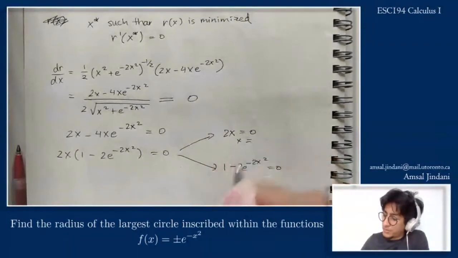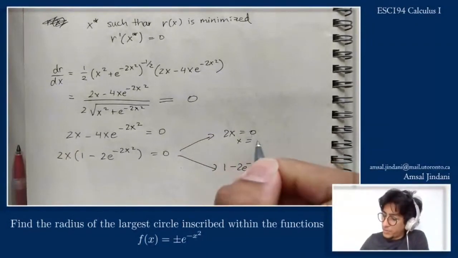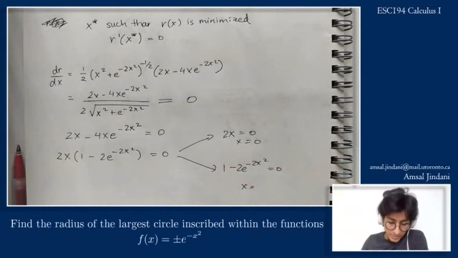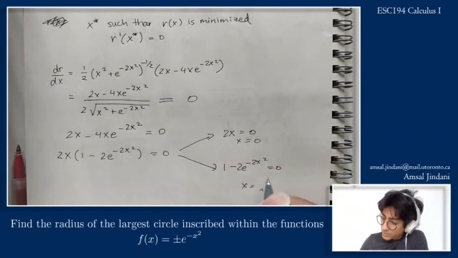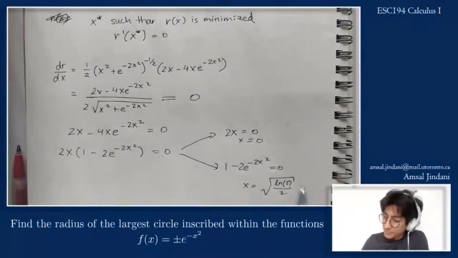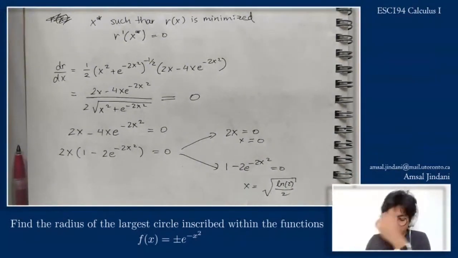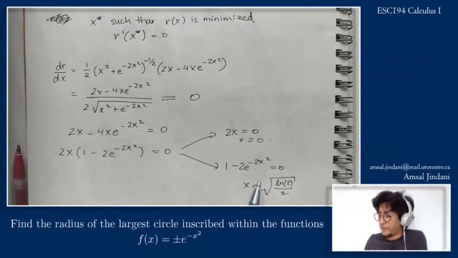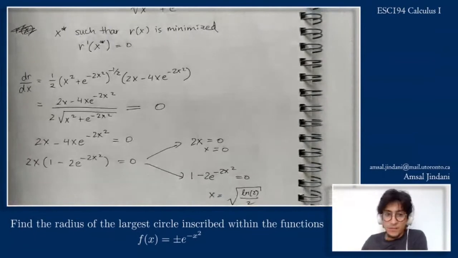And then both of these, you can solve for x. In the first one, you just get x equals 0. In the second one, you get x equals the square root of the natural log of 2 over 2. You just solve for x from this expression. So now we have to check which one of these actually gives us the value for the minimum radius.